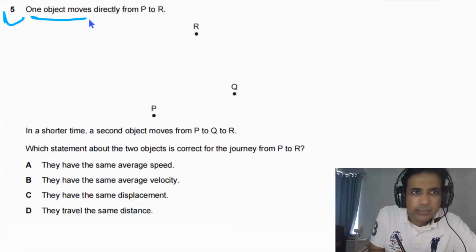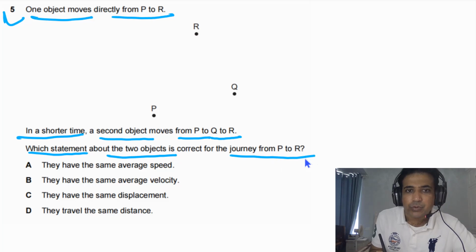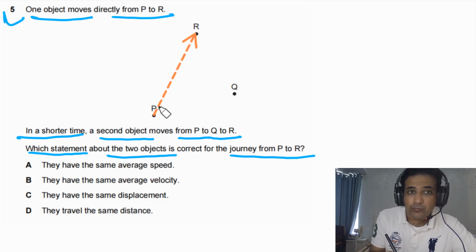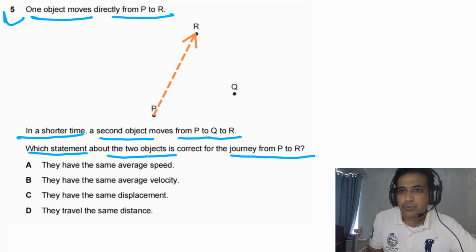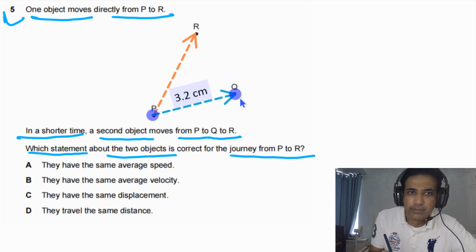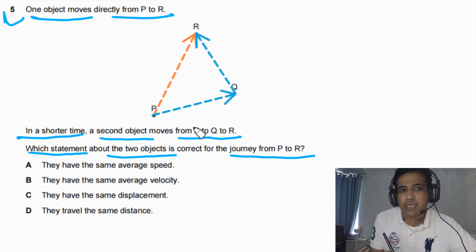Question 5 says one object moves directly from P to R in a shorter time, a second object moves from P to Q and then from Q to R. Which statement about the two objects is correct for the journey from P to R? So first of all, the first object goes from P to R directly. So this is the journey of P to R. And the second object travels from P to Q, goes like this, and then from Q to R. So this is the journey of the second object.